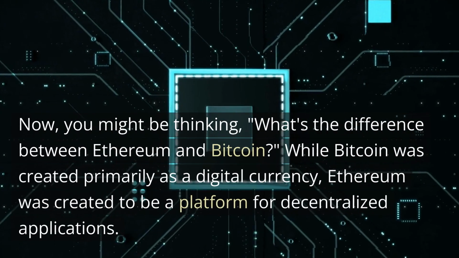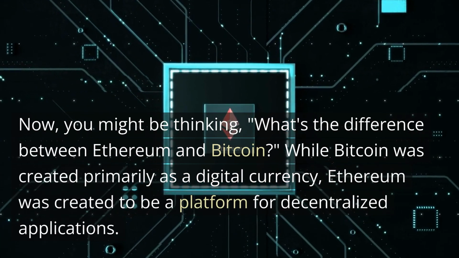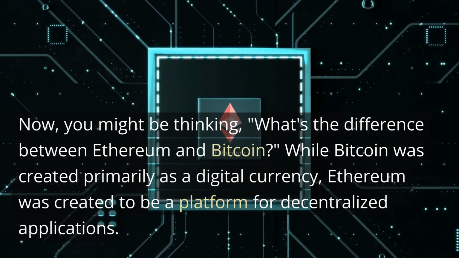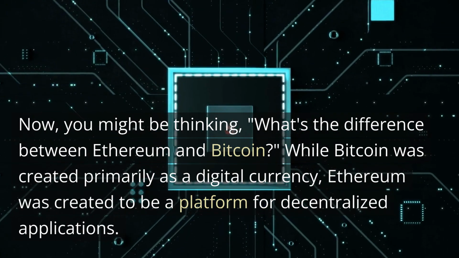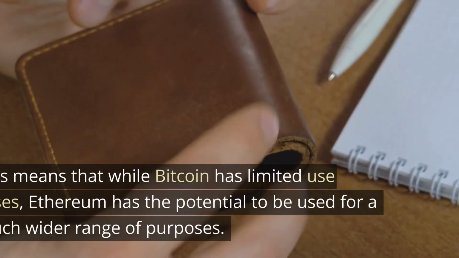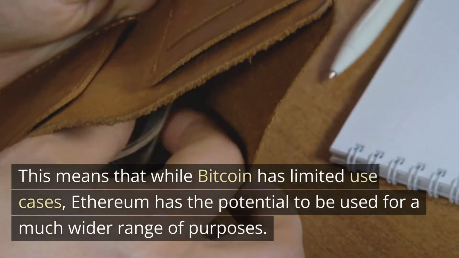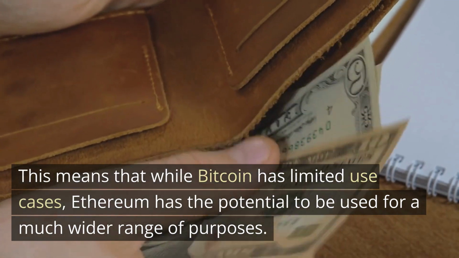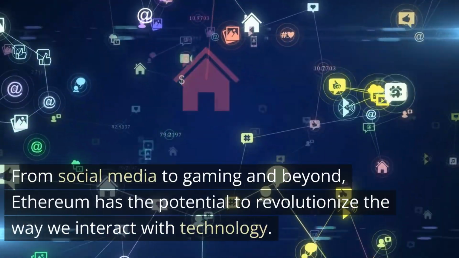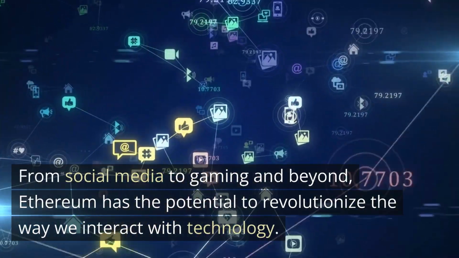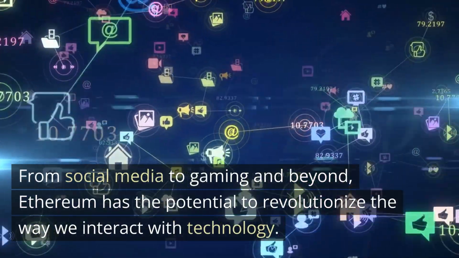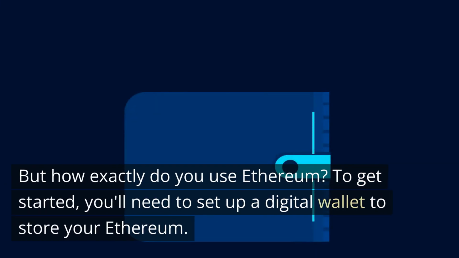Now, you might be thinking, what's the difference between Ethereum and Bitcoin? While Bitcoin was created primarily as a digital currency, Ethereum was created to be a platform for decentralized applications. This means that while Bitcoin has limited use cases, Ethereum has the potential to be used for a much wider range of purposes. From social media to gaming and beyond, Ethereum has the potential to revolutionize the way we interact with technology. But how exactly do you use Ethereum?